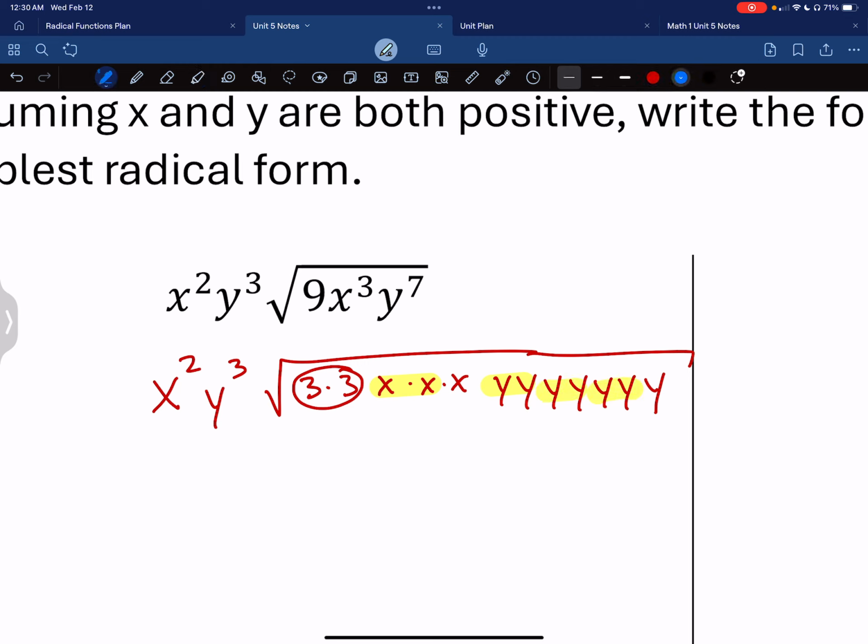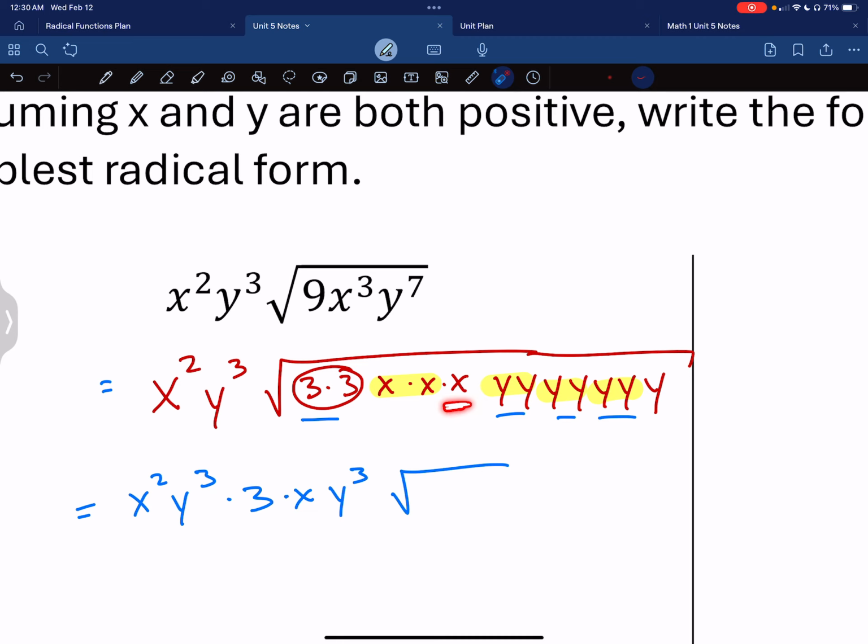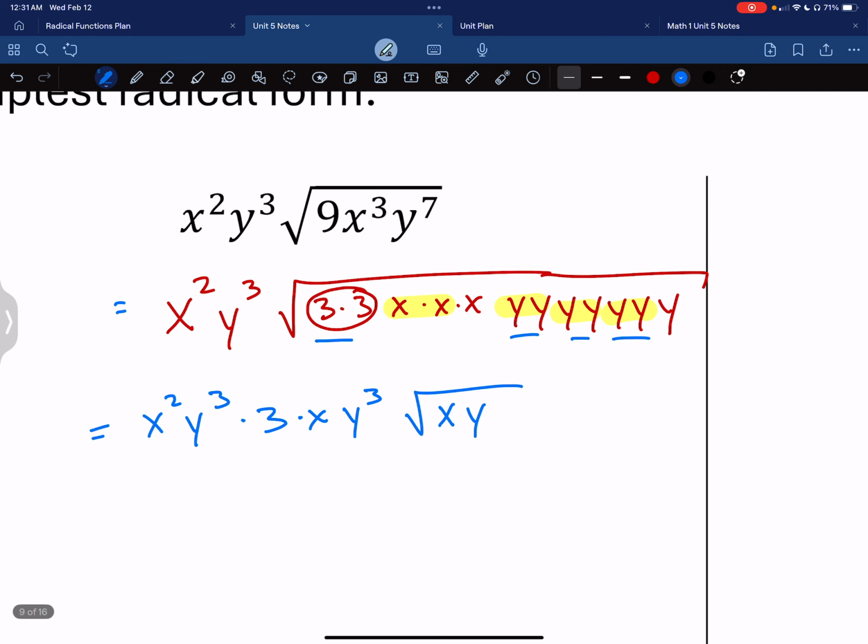So I can bring all of those out, and I'm going to go ahead and do that right now. So if we have x squared, y cubed times 3, then I have 1 x, and I have 1, 2, 3 y's. So we have y to the third. And inside my square root, I'm going to be left with 1 x and 1 y, so x, y. So we're done inside the square root. There's nothing else for us to do.